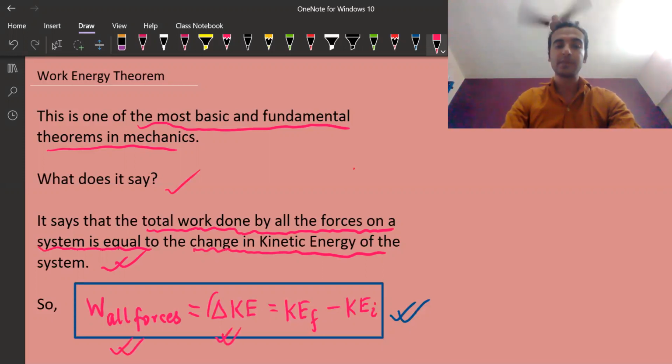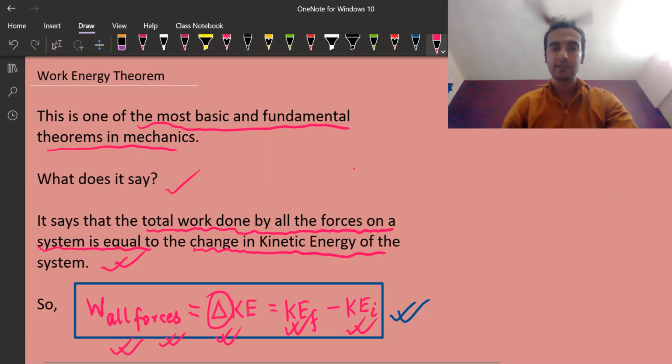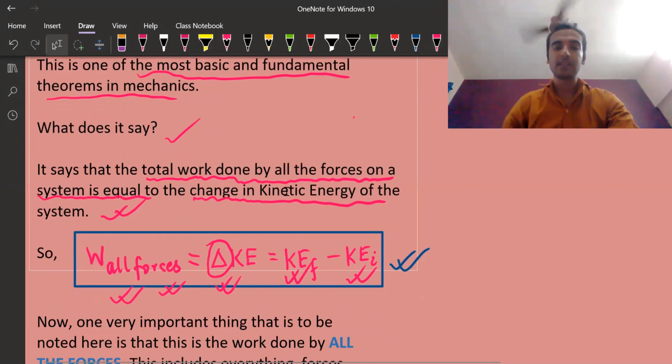Now delta here represents change. So delta KE means change in kinetic energy, which is measured by final kinetic energy KE_f minus initial kinetic energy. So this is the mathematical formulation of the work energy theorem. W of all forces, which means the work done by all the forces, is equal to change in kinetic energy, which is equal to final kinetic energy minus initial kinetic energy.